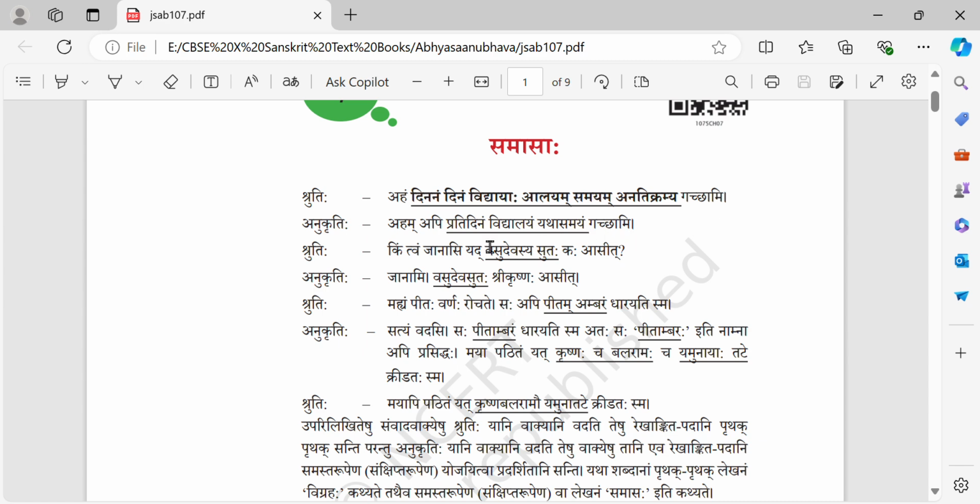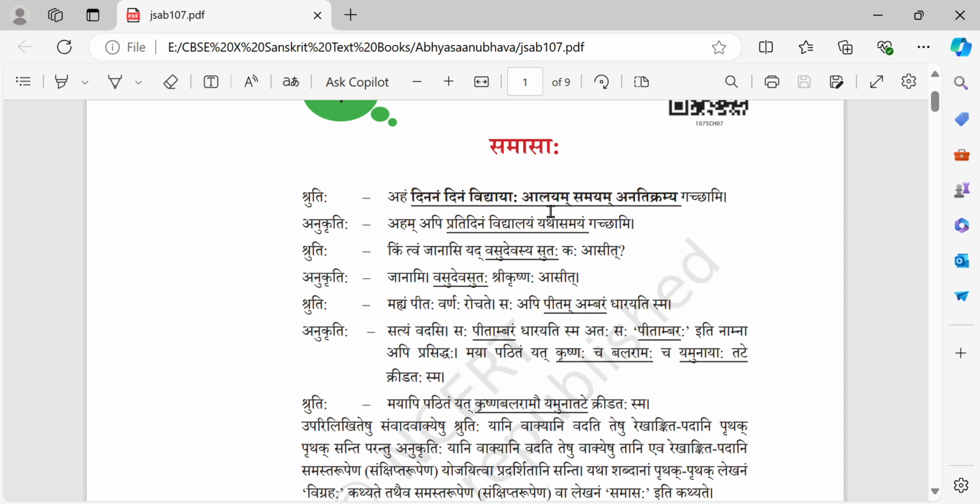There are three different words which are split here according to the vibhaktis. Dinam dinam is one word. Vidyayaha alayam is one word. Samayam anatikramya are two different words which become one word later. Gacchami. You just observe the second line. Anukritihi aham api pratidinam vidyalayam yatha samayam gacchami. Now here dinam dinam is changed to pratidinam.